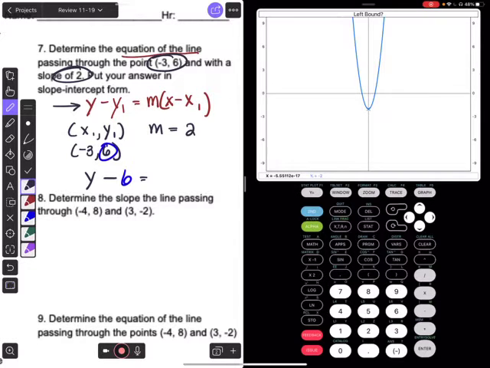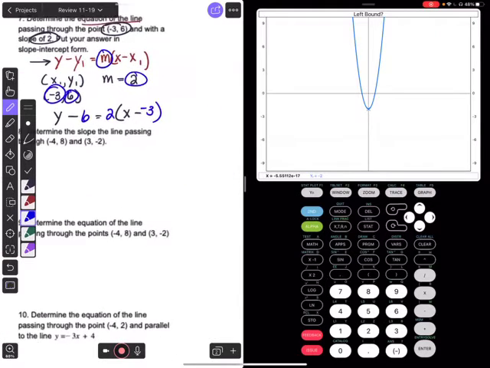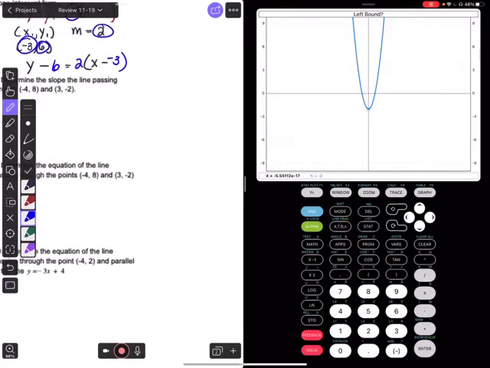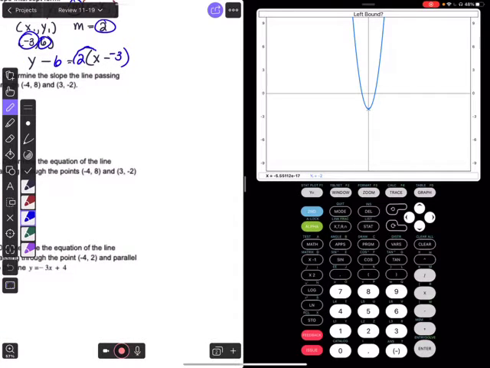equals m, which is 2, parentheses x minus x1, which is -3. So we get a little double negative there. And let's see if I can slide over, give myself a little bit more room here. And so let's just continue to work this. Now you can see we end up with some double negative in there. So that's just y minus 6 equals 2 times x plus 3.